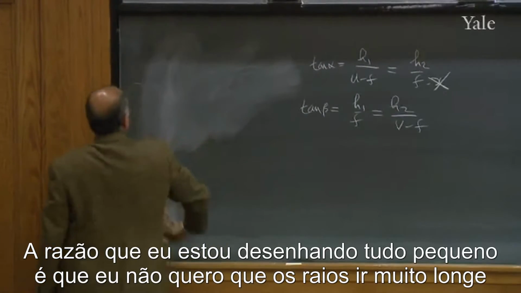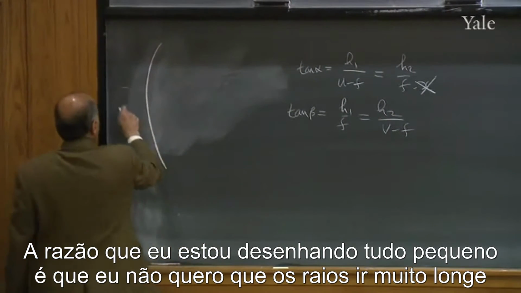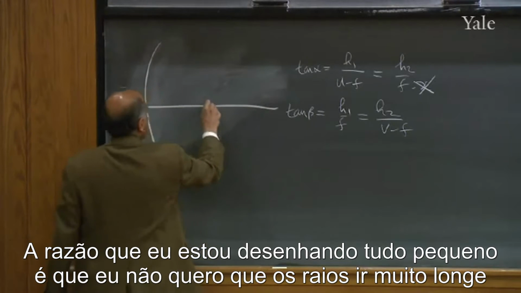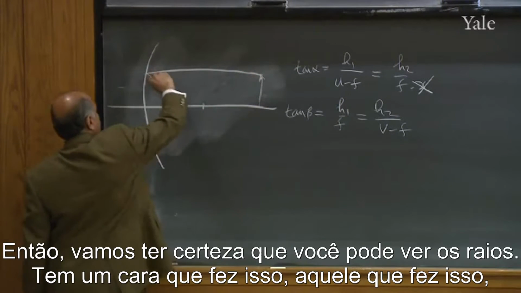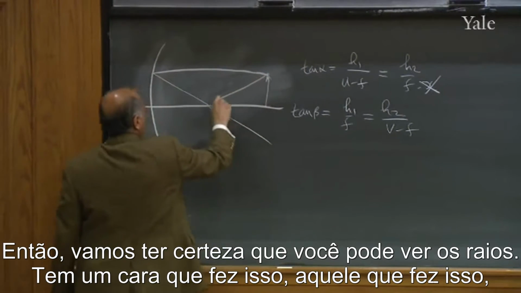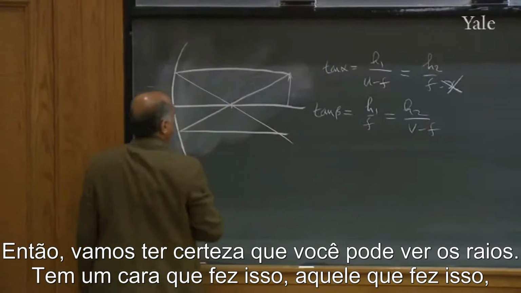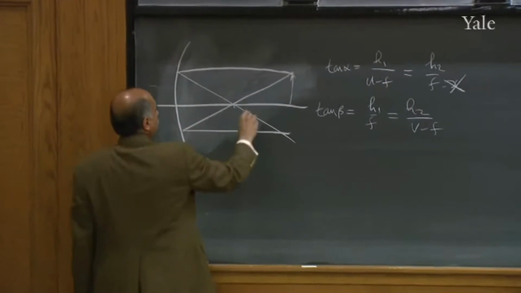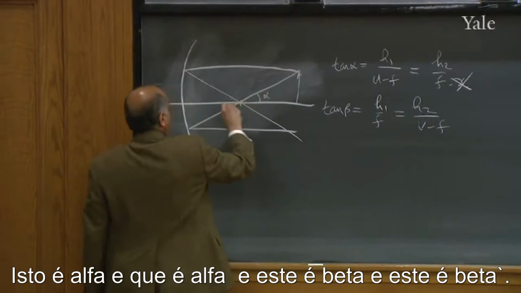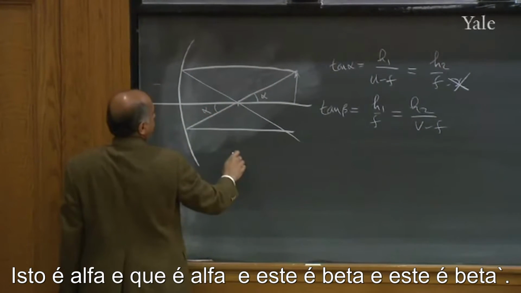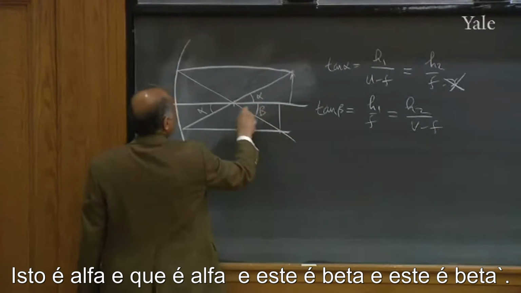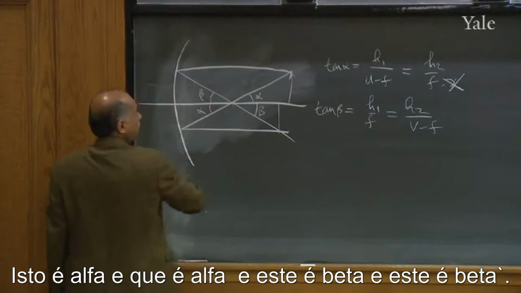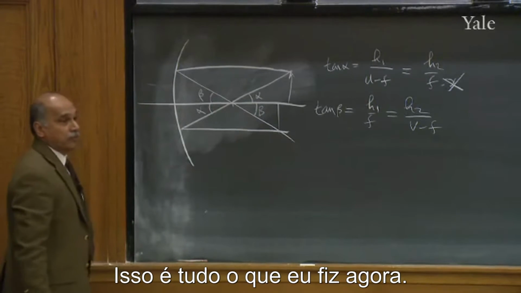The reason I'm drawing everything small is that I don't want the rays to go too far off the axis, but I'm not going to worry about that now. So let's make sure you can see the rays. That's one ray that did that, one which did that, correct? This is alpha, and that is alpha, and this is beta, and this is beta. That's all I've done now.